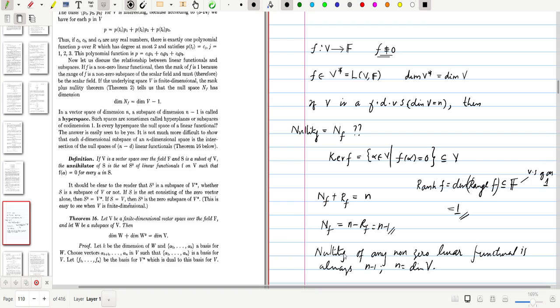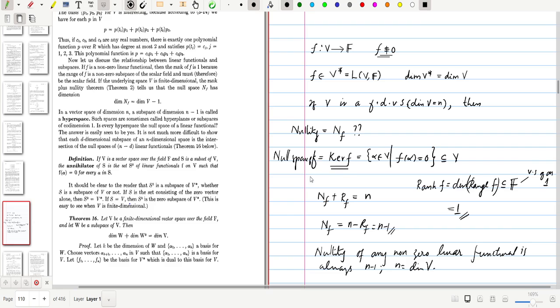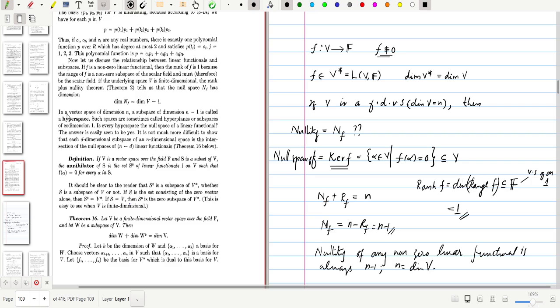The null space of f is nothing but the kernel of f. So this is always a subspace of V. Then we generalize and introduce a definition for this type of subspace, which we call a hyperspace. A hyperspace is a subspace of a finite dimensional vector space whose dimension is n minus 1, in the case of a finite dimensional vector space.